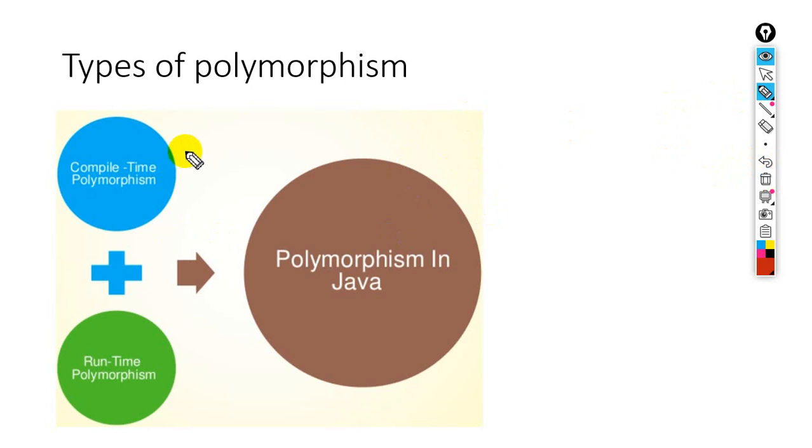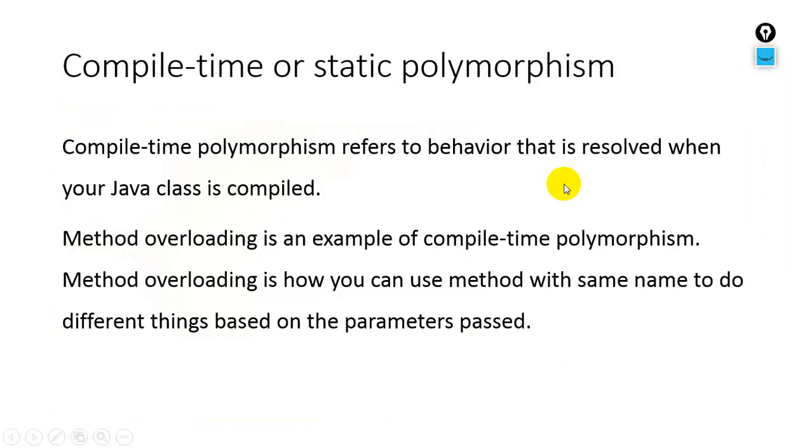We can call this a static polymorphism, and we can call this a dynamic polymorphism. Okay, so now what is static polymorphism? Let me explain it. Compile time or static polymorphism. So this is a polymorphism.